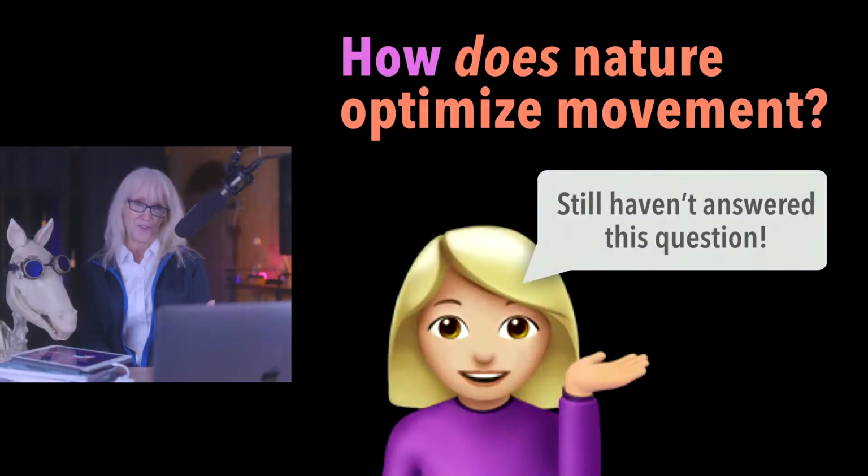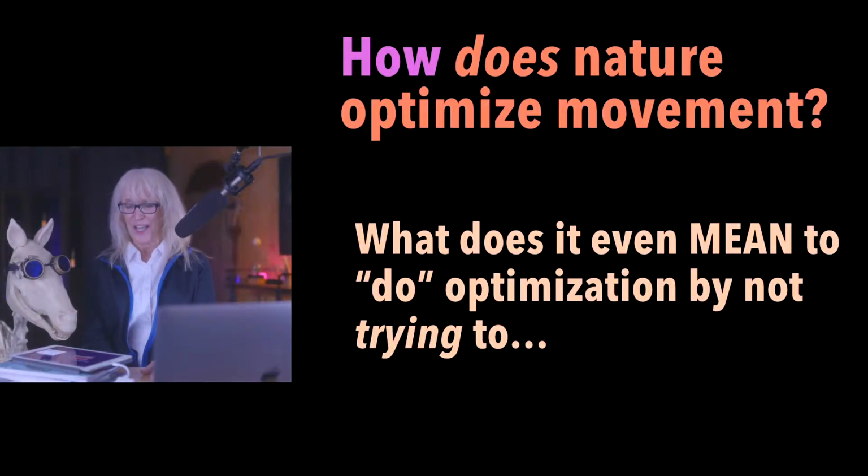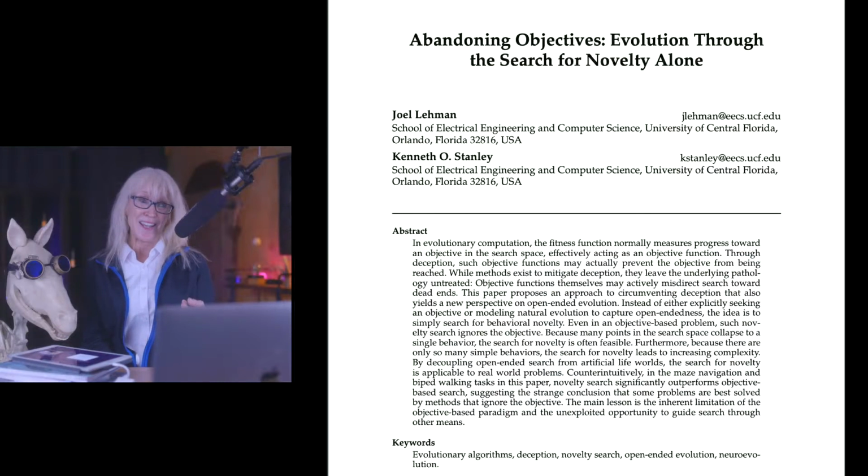Now, I still haven't answered the question. How does nature do it? And what does it mean to not optimize, to optimize by not optimizing? Well, for me, it started with this paper.